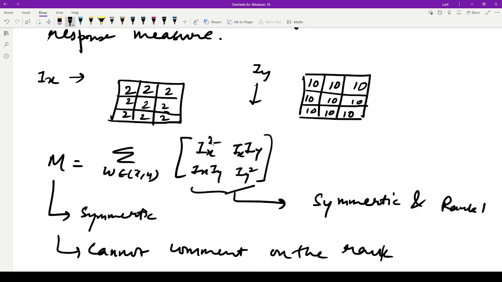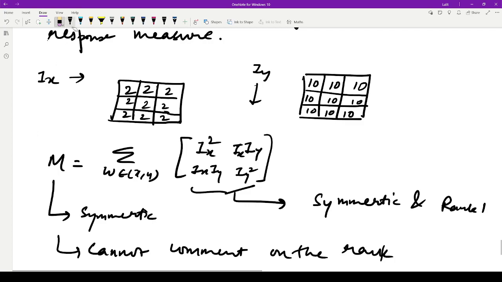In general, for practical purposes, the rank will increase and the matrix will have rank 2 in this case, since it's a 2 by 2 matrix. But you can have specific values for which the rank can still be 1 or it can still go to 0 as well. So we cannot comment on the rank of the matrix.